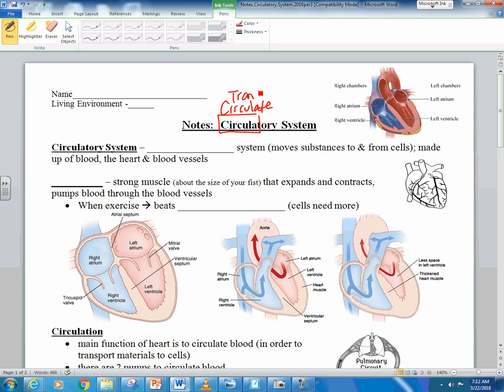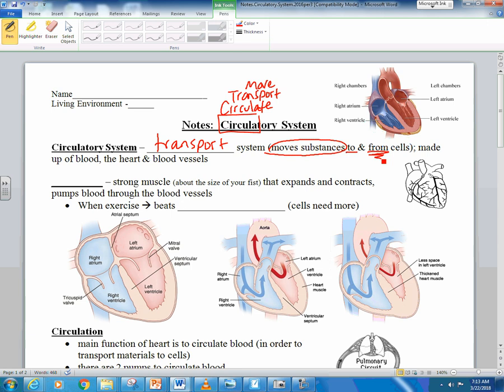To circulate means to transport or to move. So your circulatory system is the system that transports. It is the transport system. It moves substances to and from the cells.